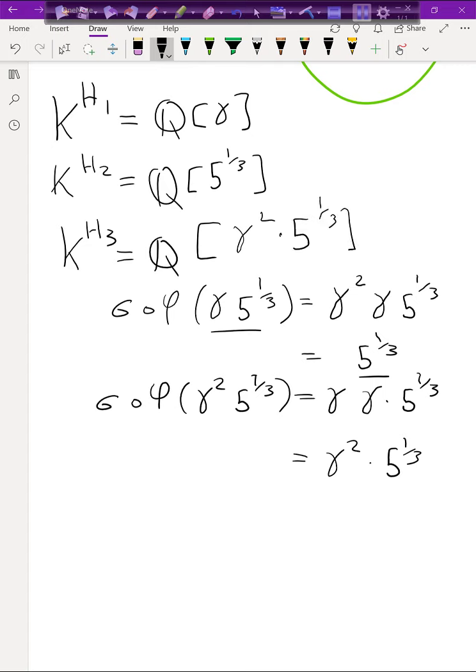All right. And finally, the only other possibility is KH4 has to be Q adjoin gamma times 5 to the 1/3, and I'll let you do the computation on that one. But I think by elimination, we've already seen that's the only possibility. Okay, so I'm just illustrating yet again this main theorem of Galois theory. The fixed fields correspond to the subgroups, or the intermediate fixed fields correspond to the subgroups.